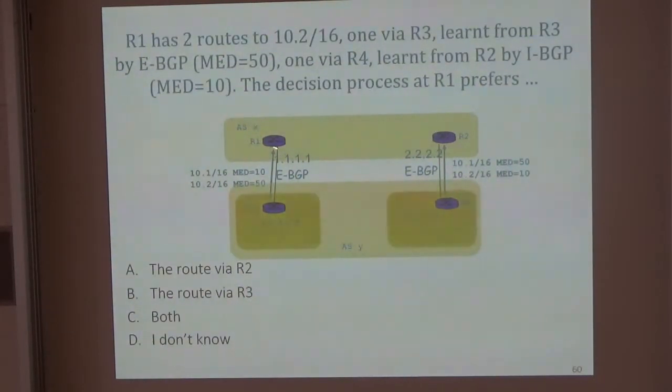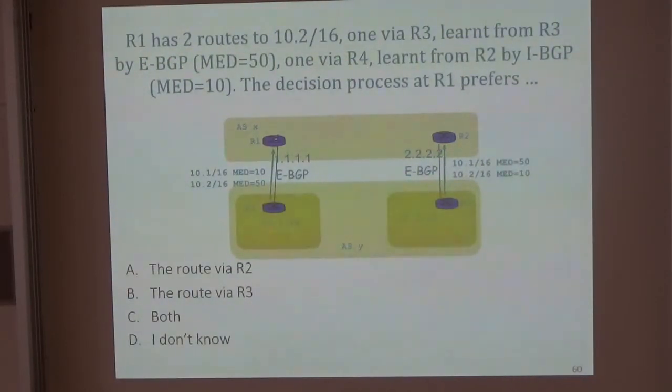So we are at R1, right? R1 has received two routes, so this one and this one, to 10.216. Now, this route here has a MED of 50. This route has a MED of 10. Now, the question is, in which order does the decision process test the different things? Because there's another thing here.